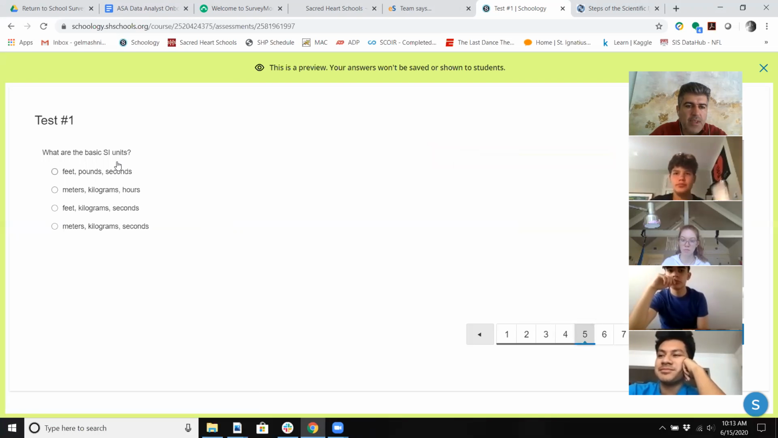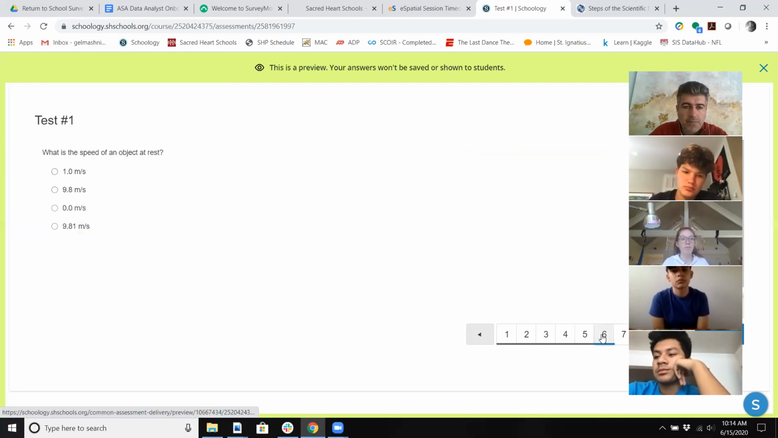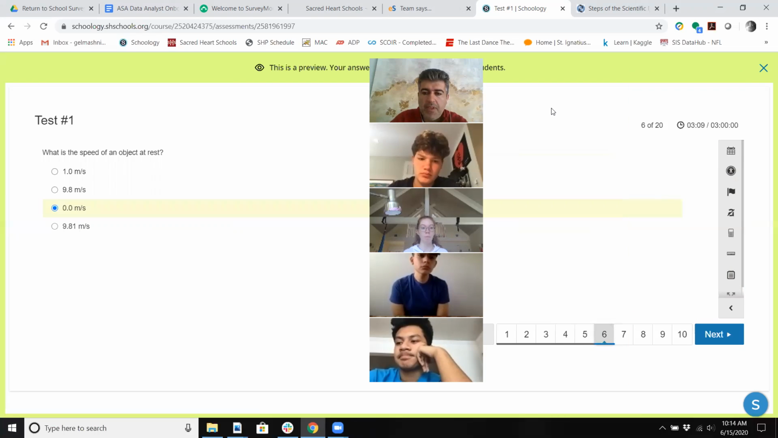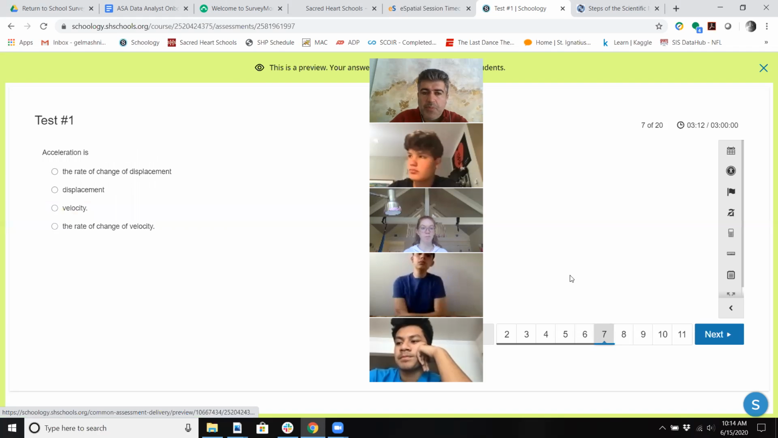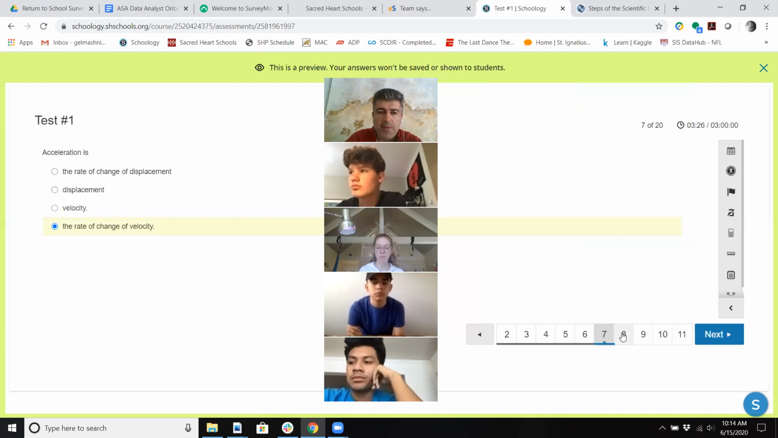Here, the basic SI units. Remember, we don't use feet at all, so A and C are out. We don't use hours for time, we use seconds for time, so it's going to be D for that one. Kilometers for distance, kilograms for mass, and seconds for time. When you're at rest, you're not moving, so 0 meters per second. Acceleration is the change in velocity. So it's not velocity, it's not displacement. The rate of change of displacement is velocity, but acceleration is the rate of change of velocity. That's important because I asked a few questions about that down the road.